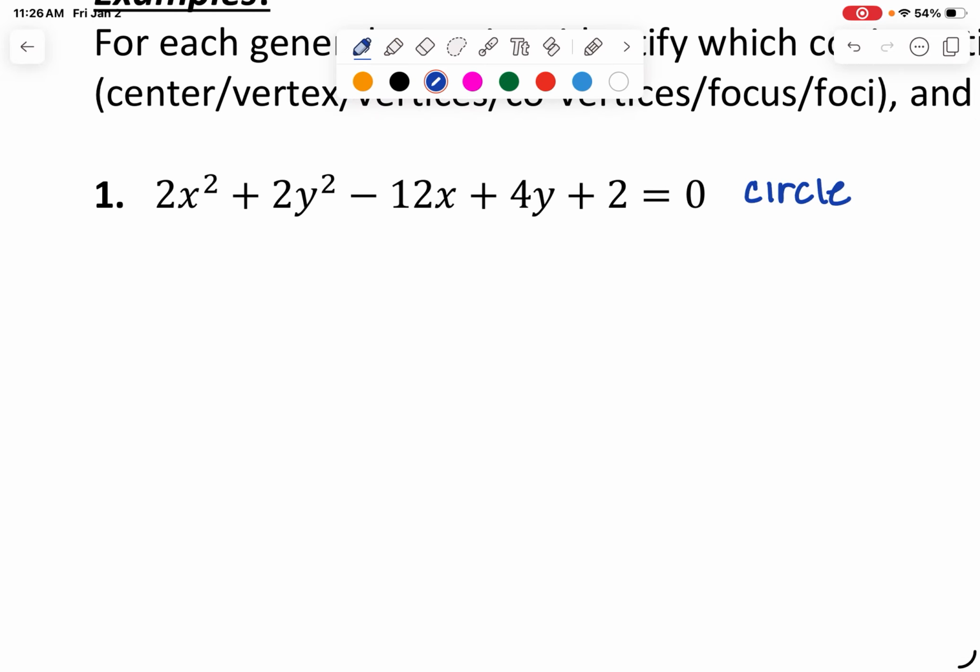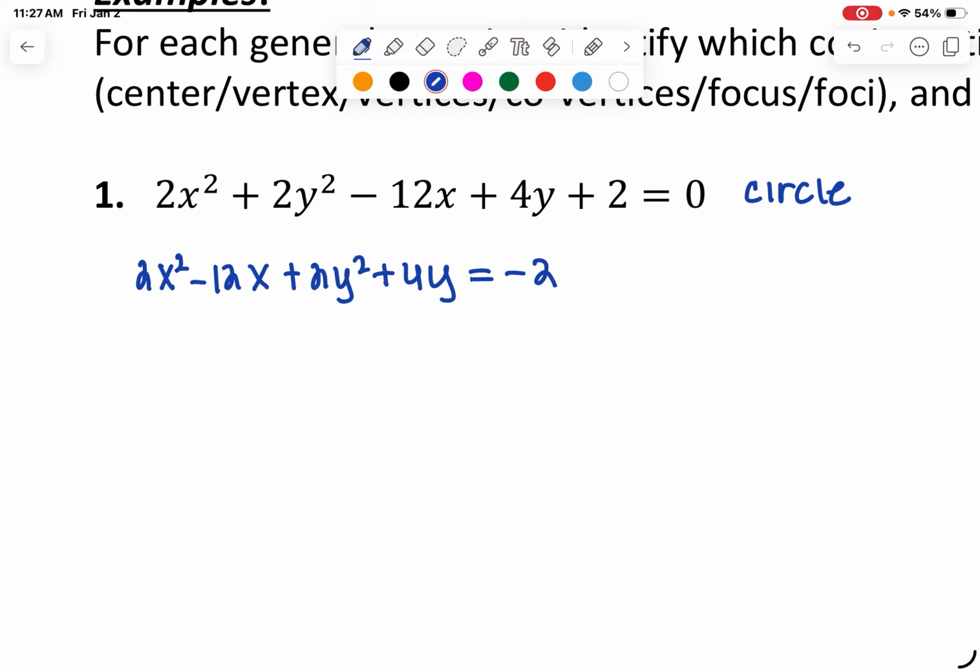First thing we're going to do is reorganize this. We're going to put all the x's together, then all the y's together, and then any constant on the other side. So we have 2x squared minus 12x plus 2y squared plus 4y is equal to, and then I'm going to subtract 2 from both sides, so -2. Some people skip this step, and when we skip this step, mistakes are made, so I highly suggest that you don't skip it.